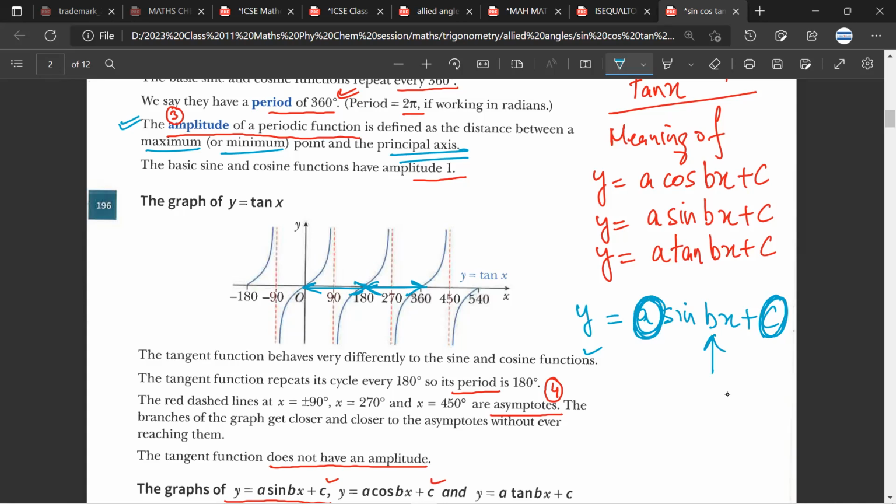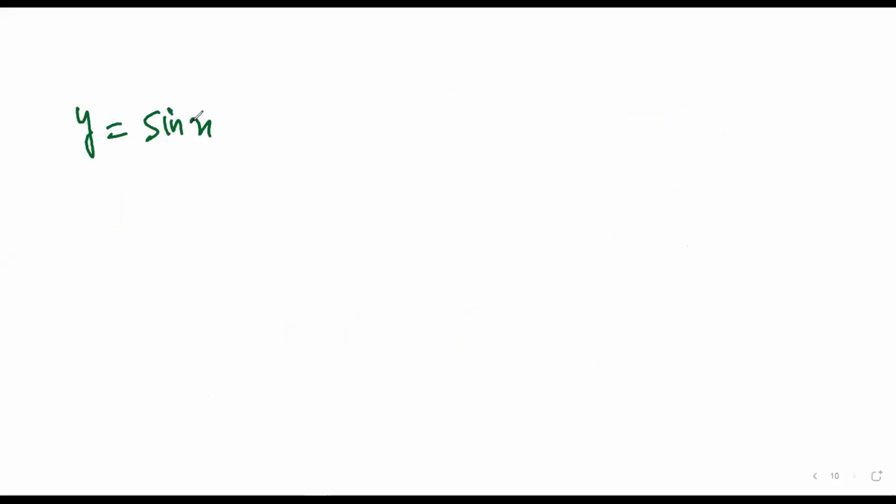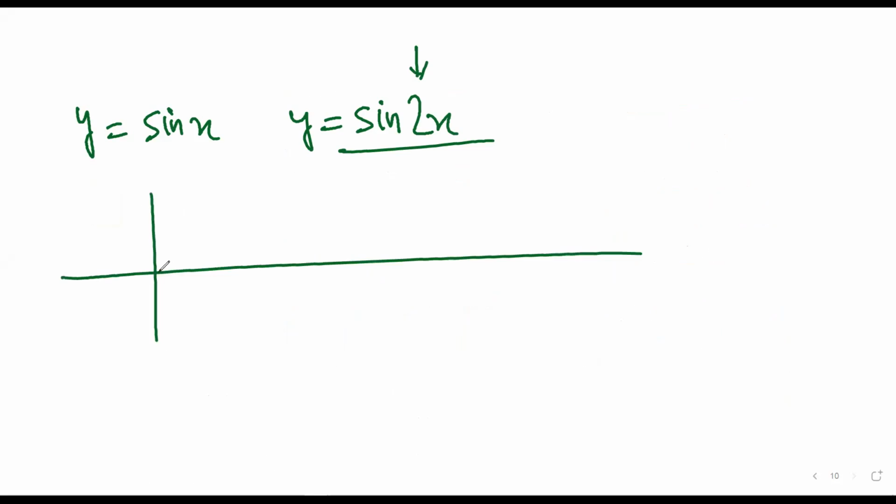When we look at y is equal to sin x, and when we look at y is equal to sin 2x, what is the meaning of this 2? That is what we need to understand in terms of graph. So let us assume that this is my curve of y is equal to sin x. Is it making sense?